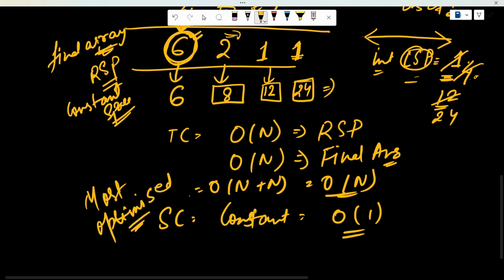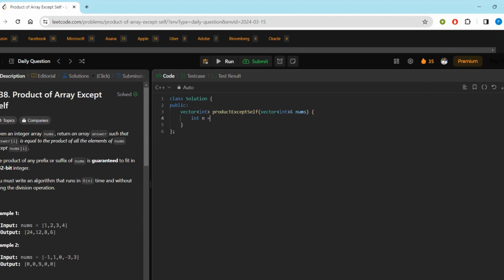Now let's look at the code. First, we will find the size of the array, that is nums of size. And after that, we will create an answer vector in which we will store the answer. Let's suppose the name of the vector is answer. Now we will calculate the product of elements in the right hand side.